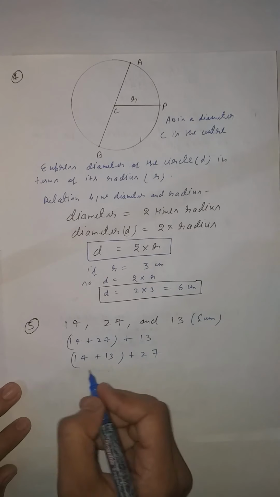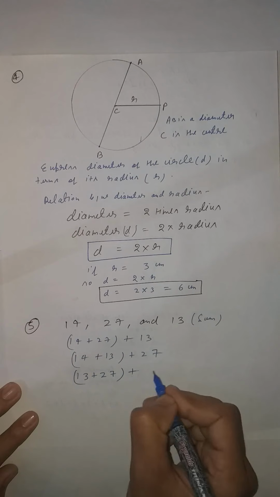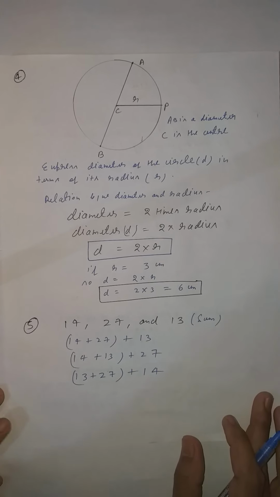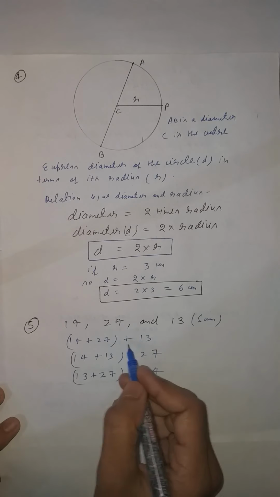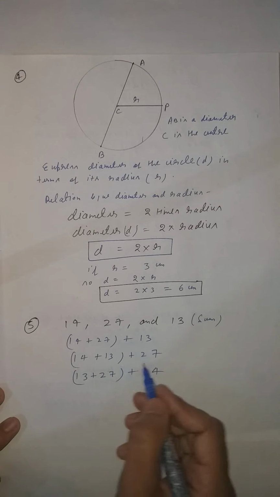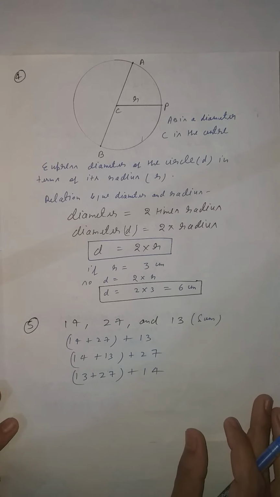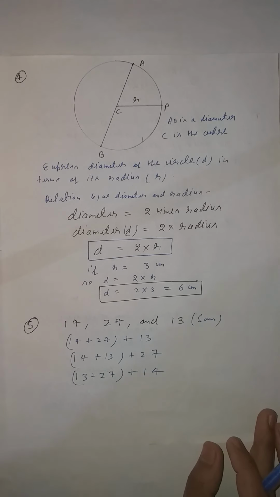Another you can write down is 13 plus 27 plus 14. Clear, student? So these are the various ways by which you can solve this and find the sum. Because when you add, the sum will be the same, and in this form the sum will also be the same. So you can write in many ways, but the sum will be the same. Clear, students? Now come to the next question.